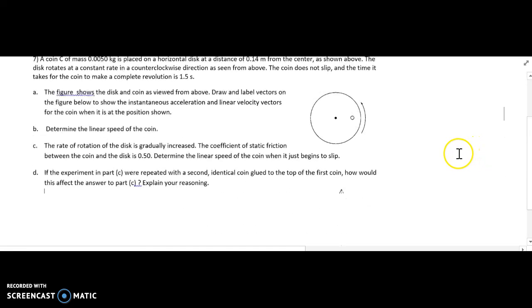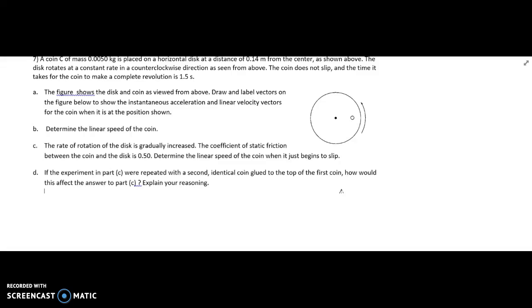Alright, and problem number 7, it gives us some information. We have to solve the problem. Now, a lot of people just forgot this problem altogether. Part A. The figure shows the disk as a coin can be viewed from above. Draw and label the vectors on the figures to show instantaneous acceleration and linear velocity vectors.